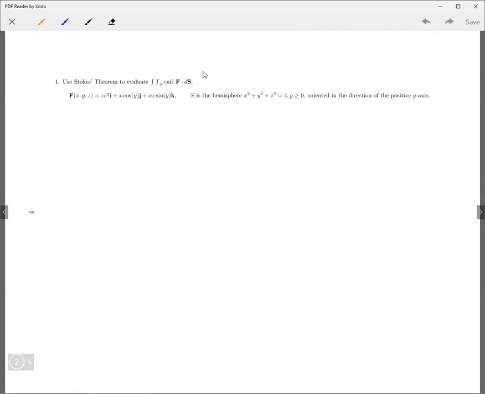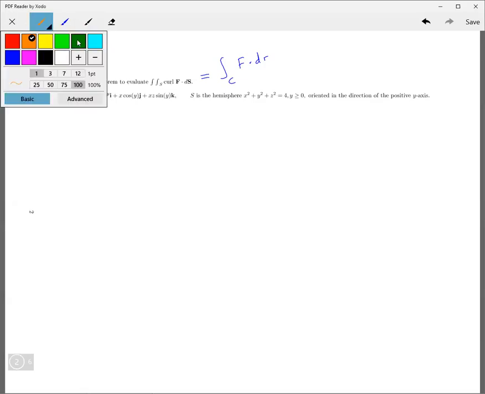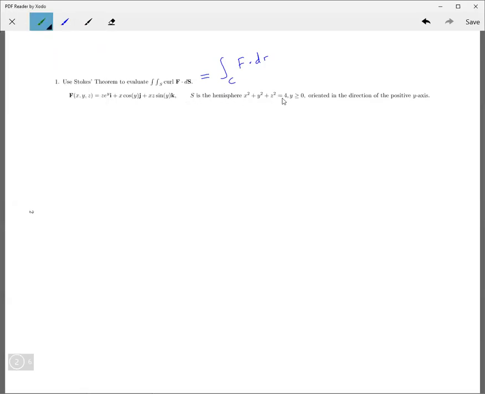Okay, and so we know that that's equal to the integral of F dot dr. So it's going to be a line integral. So let's take a look at what's the surface that we have here. Well, it's a hemisphere, y greater than or equal to 0, oriented in the direction of the positive y-axis.